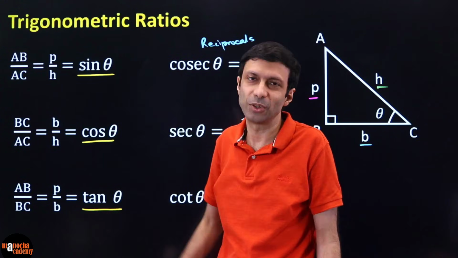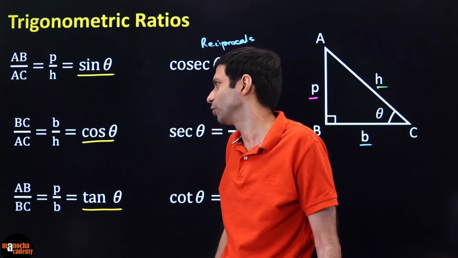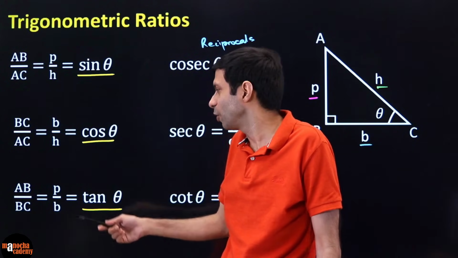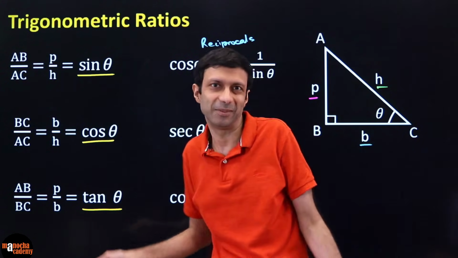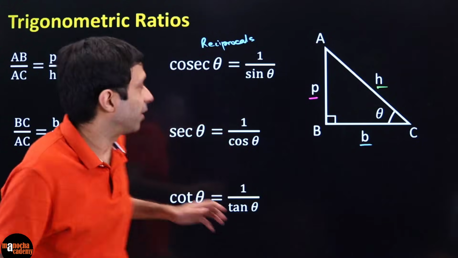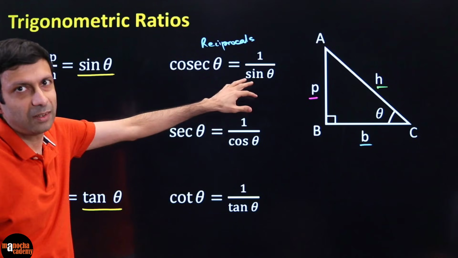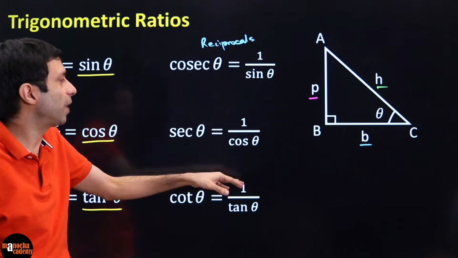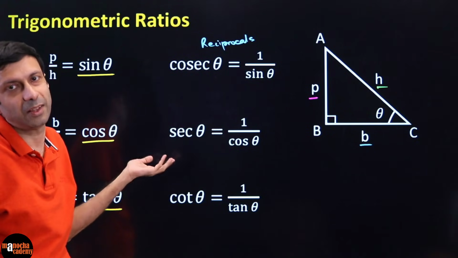Basically showing that it depends on that angle theta, sine theta. This ratio is called sine theta. B by H is cos theta. P by B is not called P by B ratio, it's called tan theta. The reciprocal part is given another name. Rather than calling it 1 by sine theta, you give it a name, cosec theta. Rather than calling it 1 by cos theta, you give it a name, sec theta.